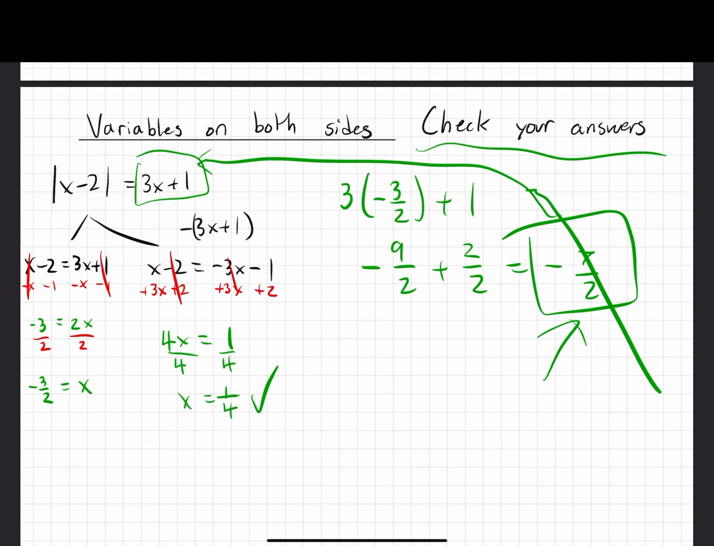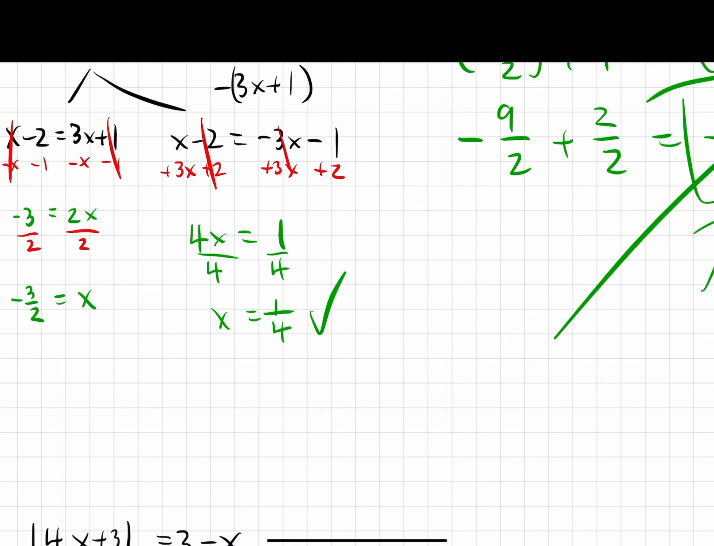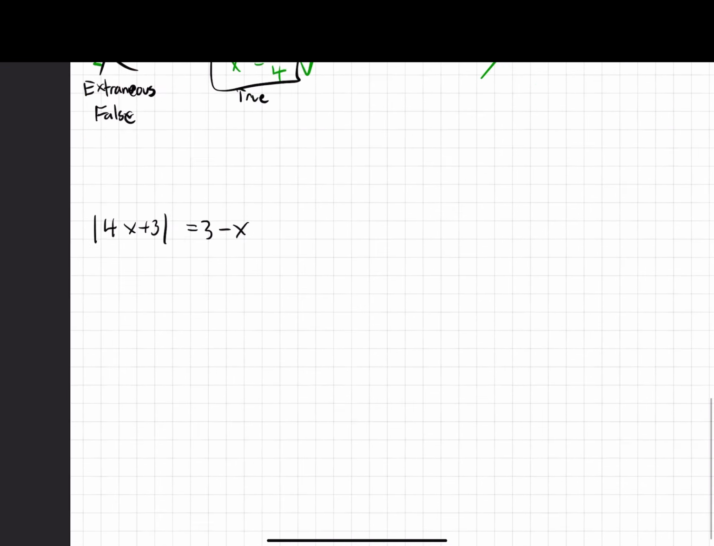So this is broken. We call this situation one solution, where this is the true solution, and this is the extraneous, the false solution. Extraneous, false solution. So this doesn't make it true, this one does make it true. One solution.